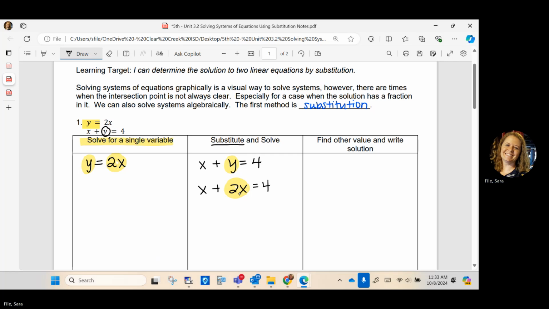Now I'm going to solve. The only variable left here now is x's. So I've got 1x plus 2x. So what does that give me? I have 3x now. So I combine like terms here.